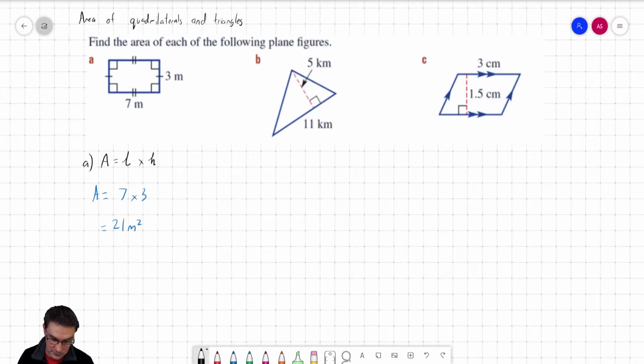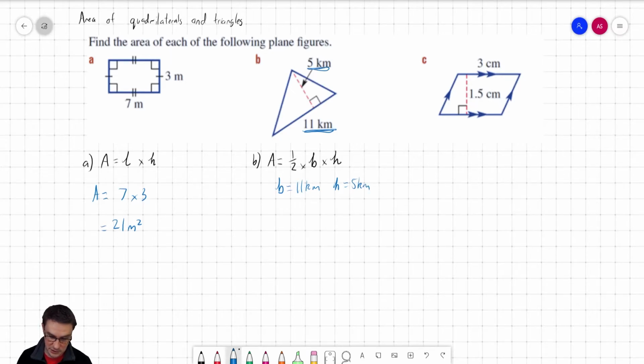Now, on to part B. This time we've got a triangle we're working with. The formula when we're finding the area of a triangle is half times the base, being B, times the height. Now, in this triangle in particular, the base is going to be equal to 11 kilometers. So that's this length here. And the height is going to be equal to 5 kilometers, being this value here.